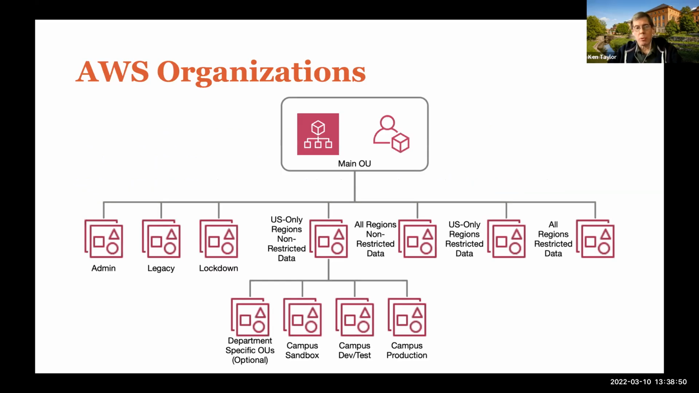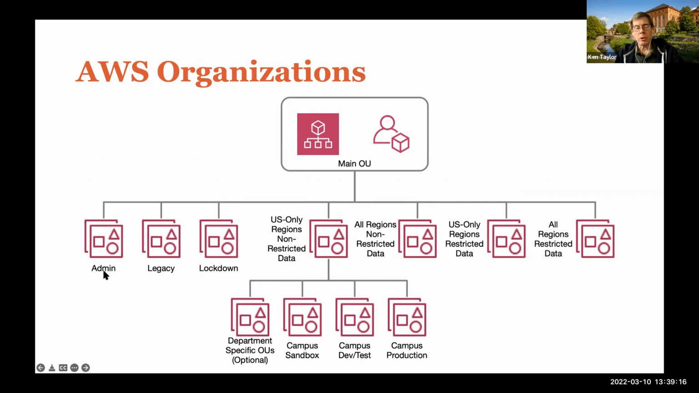This is a broad view of how we're looking at our accounts. We're currently working on the US only, non-restricted data. So here's the public data OU that you would land in should you go to that ticketing system. We're going to expand that to include all regions because we have people who are collaborating with people around the world. And then we really want to start on this restricted data environment.